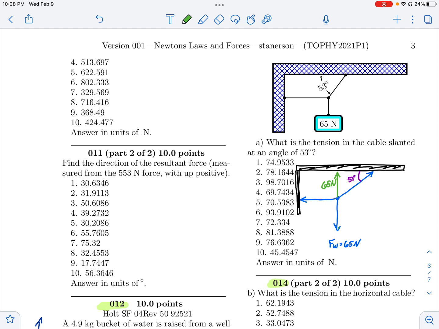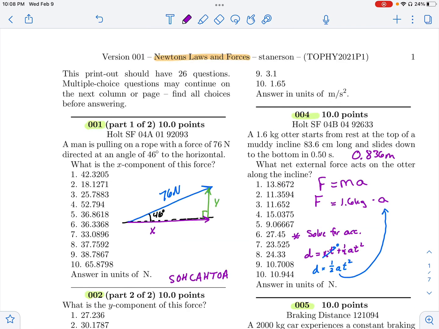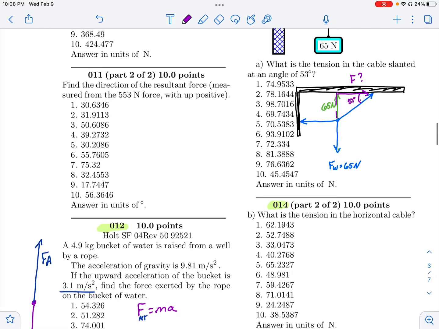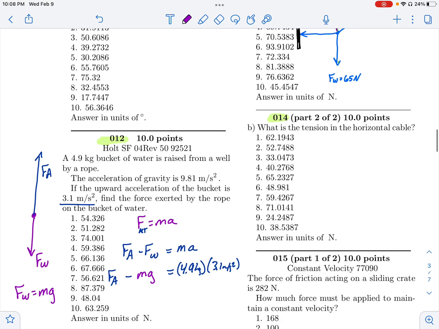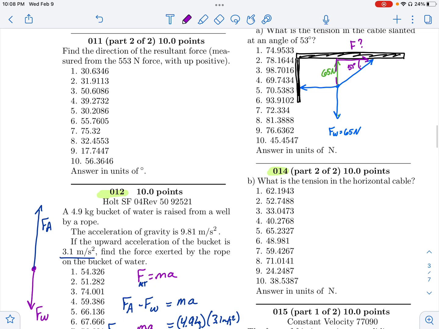We can then use our SOHCAHTOA to figure out what the horizontal force is. What is this force right here? We can use that because we know the angle and we know one of the sides. And so therefore we can figure out what that other force is using our trig, using our SOHCAHTOA. All right, so whenever I see angles, I want to make it into a right triangle and then use my SOHCAHTOA from there. The horizontal cable, again, looking at this picture, I have two of these arrows.